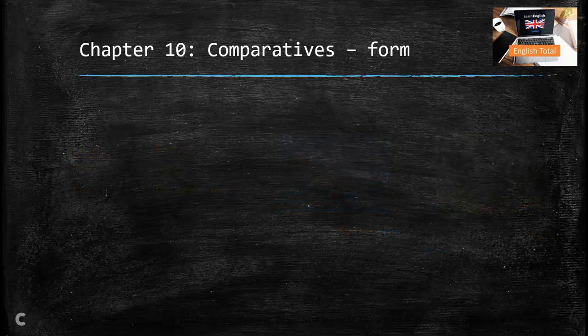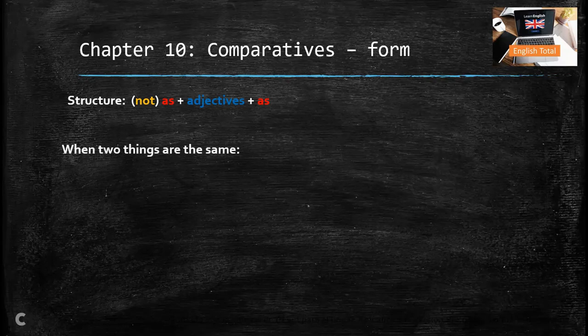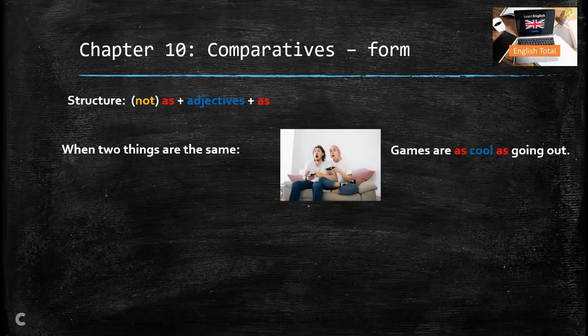Finally, let's have a quick look at another type of comparative structure. This type of comparative starts with the word as, followed by an adjective, followed again by the word as. You can use this structure when 2 things are the same. For instance, games are as cool as going out.